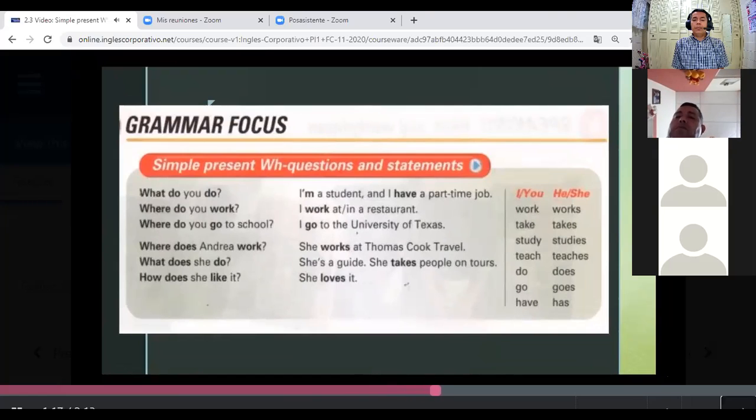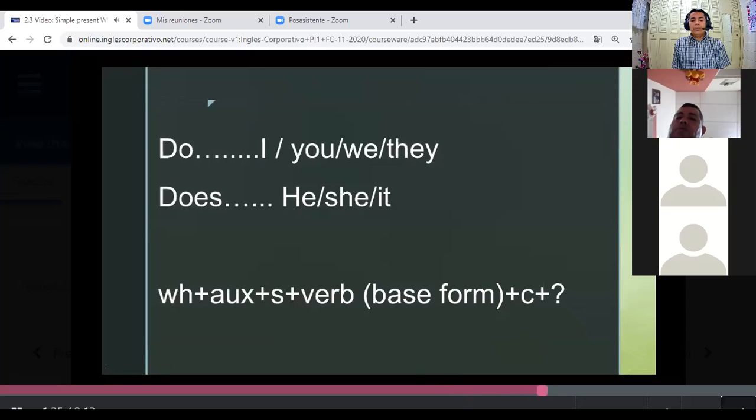Now that you have watched the video, I'm sure you noticed the changes on the verbs when talking in third person singular. For example, we say, I, you work, he, she works. I, you take, he, she takes. This inflection happens only in third person singular affirmative sentences. Also, take note that when we ask any type of questions in simple present, as in this case we're using WH question words, we must use the auxiliary do for I, you, we, they, and does for he, she, it.